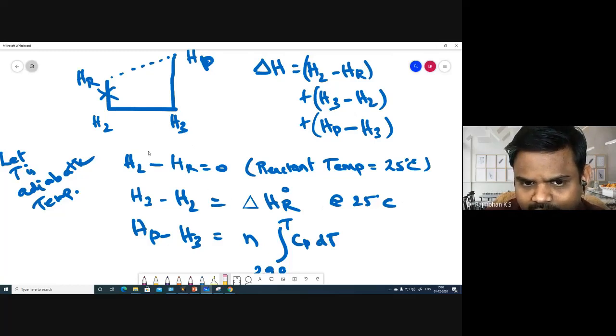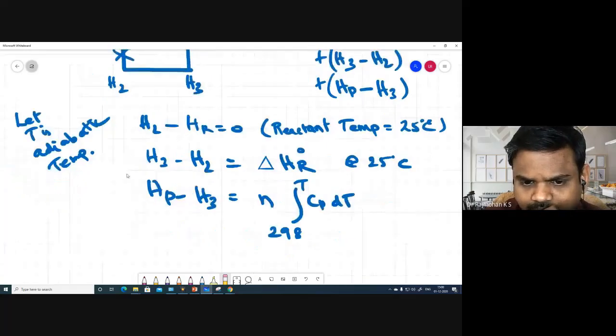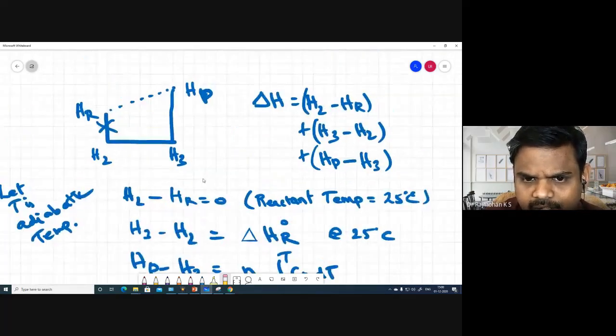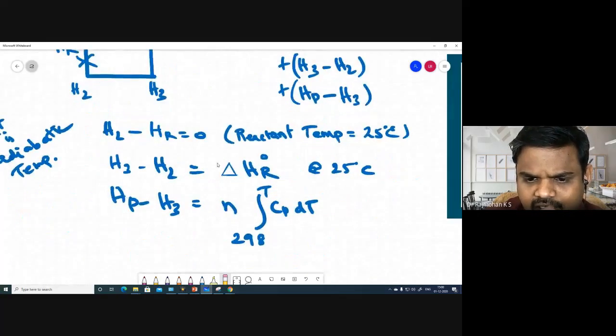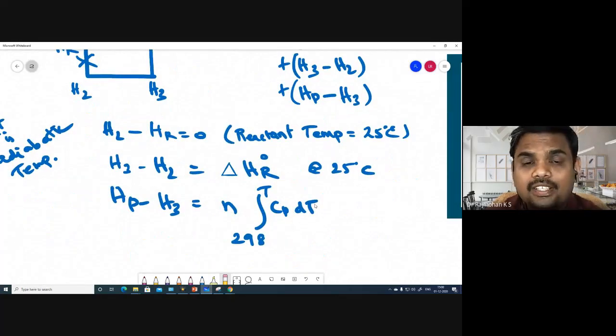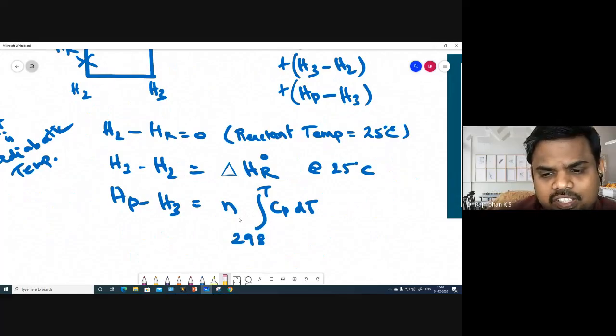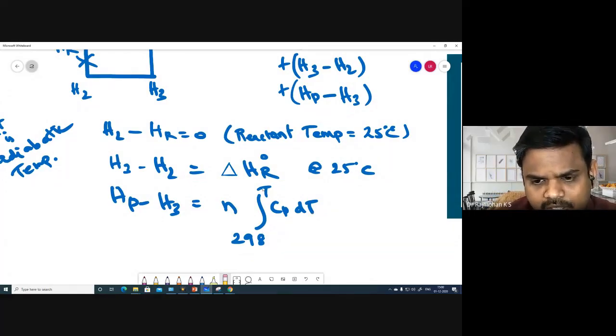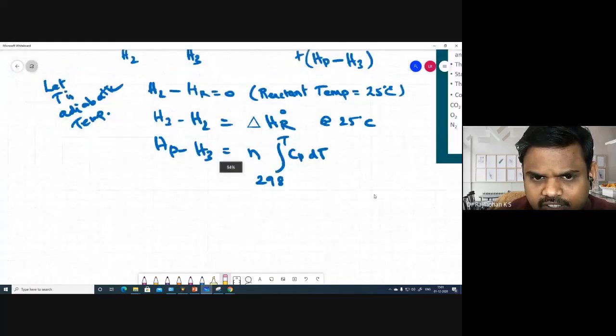So if you know the total number of moles, we can calculate that. And similarly, for HP minus H3, Cp data is given as a function of temperature, so we have to make use of the integral of n Cp dT, varying from 298 Kelvin, which is the reference temperature, to the adiabatic flame temperature T. And here we have to determine what T is, right? So that is our task.